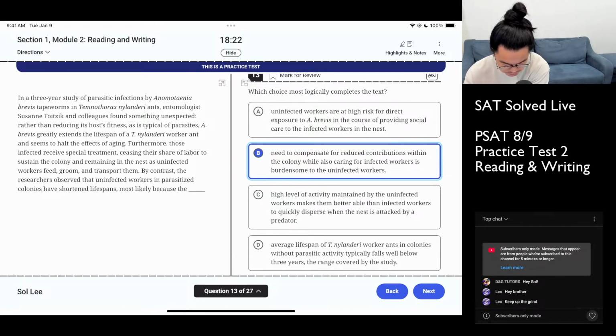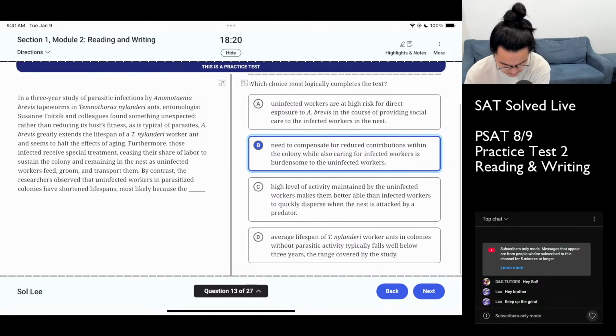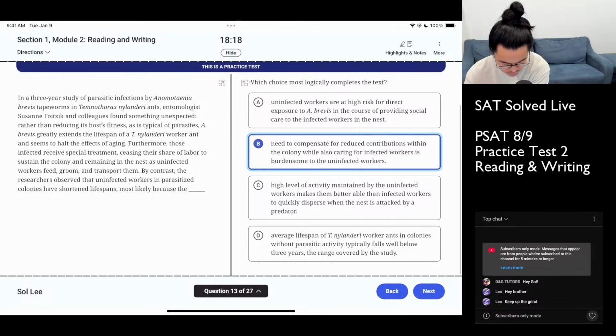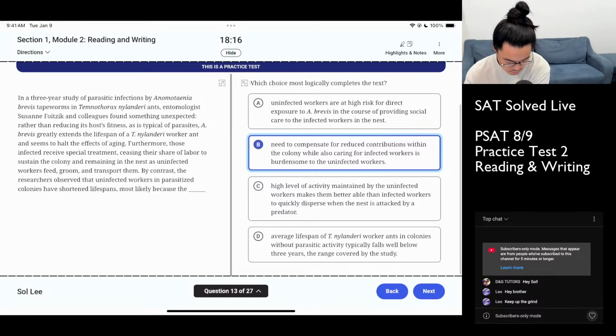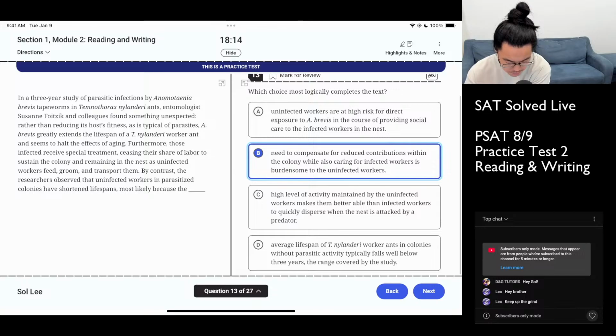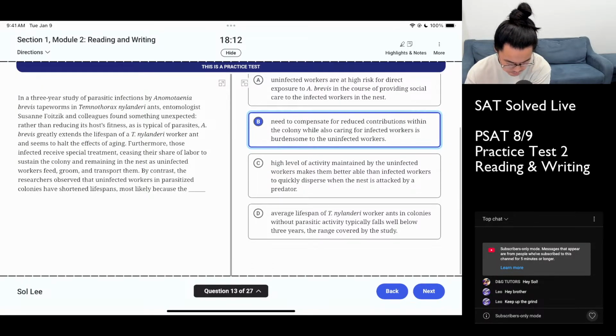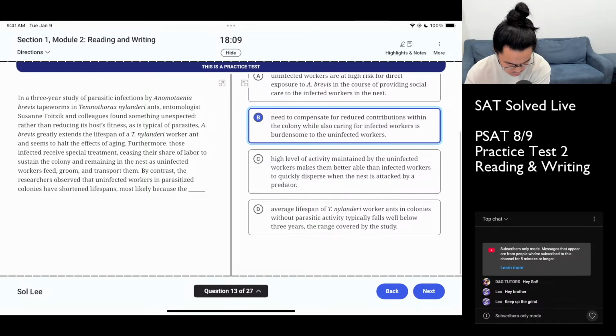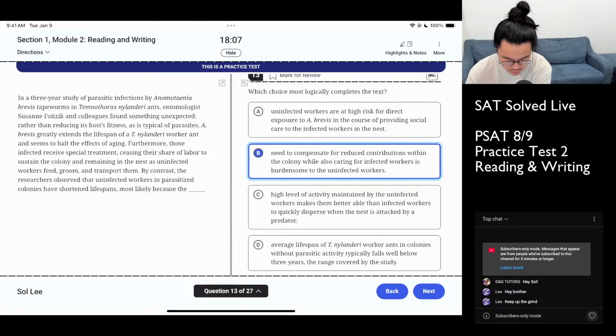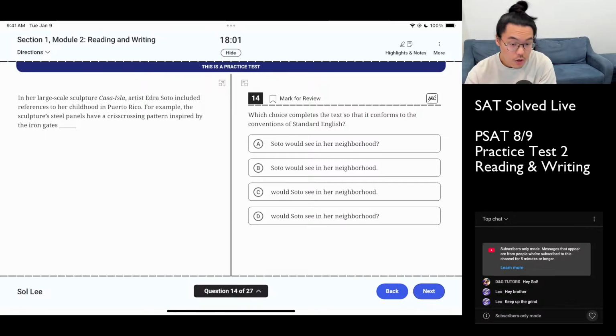I'm just going to double check C now. Wait, that's opposite, and then D. That's not a reason, so yeah, it has to be B. I'm double checking A now. That makes no sense. Okay.